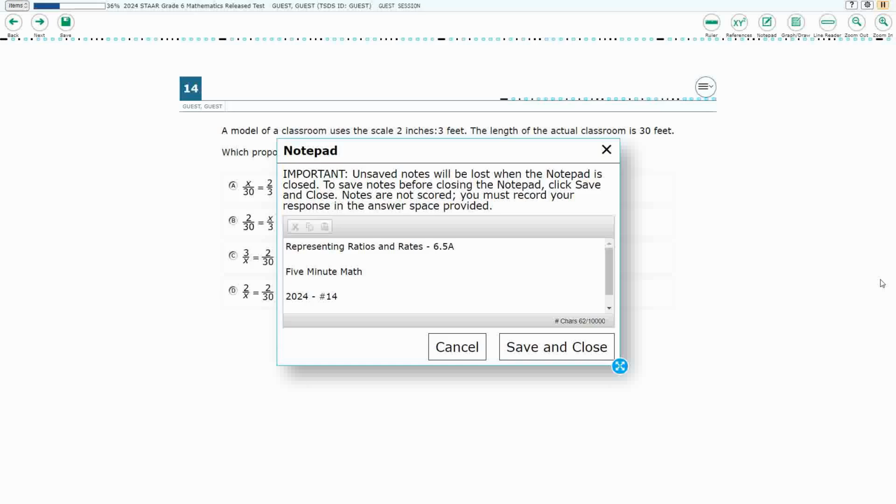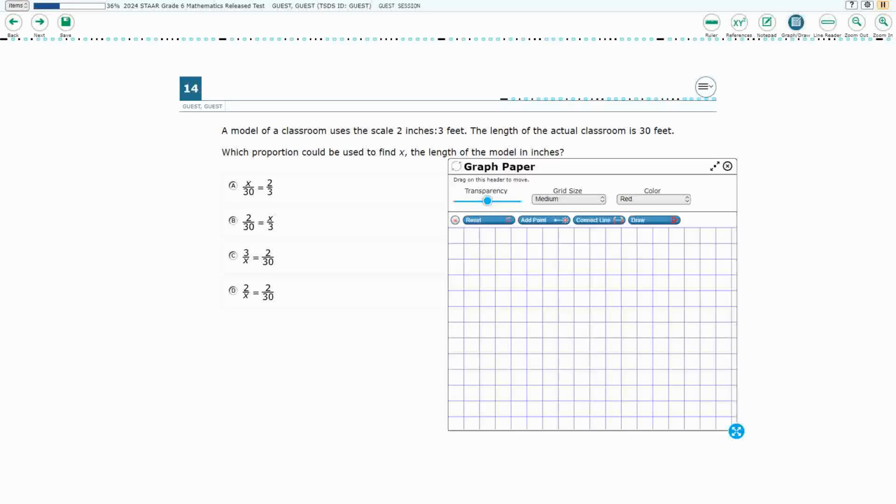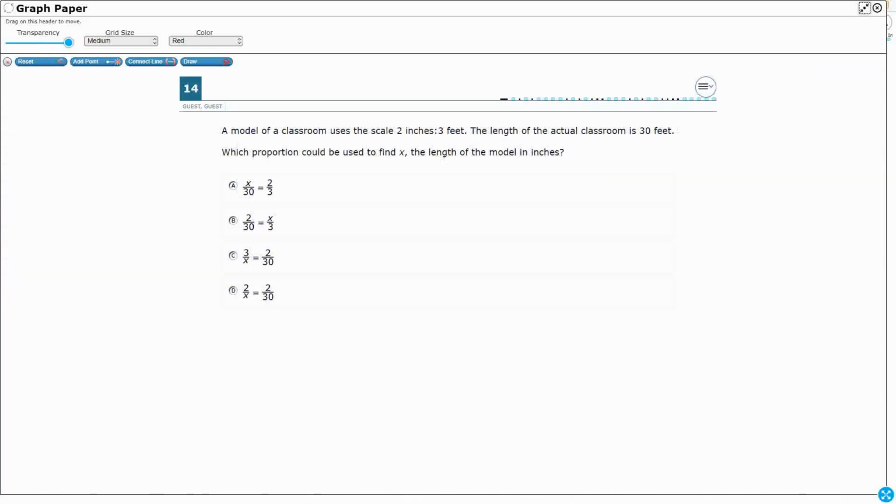Today we are looking at the 6th grade concept of representing ratios and rates. This is standard 6.5a in the great state of Texas, and we are using item number 14 of the 2024 released STAAR test. If you haven't done so already, please go ahead and take a moment to pause the video, work this problem out on your own, unpause it, and we will look at our answers together.